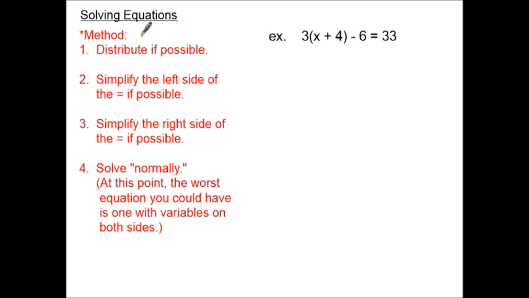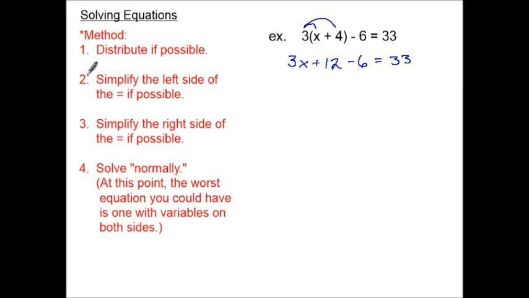Number 1, I'm going to distribute if possible. So looking here on the left hand side, I definitely have a distribution, so I'm going to distribute my 3 into my parenthesis, giving me a 3x plus 12, and then I'm just going to bring down the minus 6. So that's basically step 1, and bringing everything else down, I didn't do anything with there.